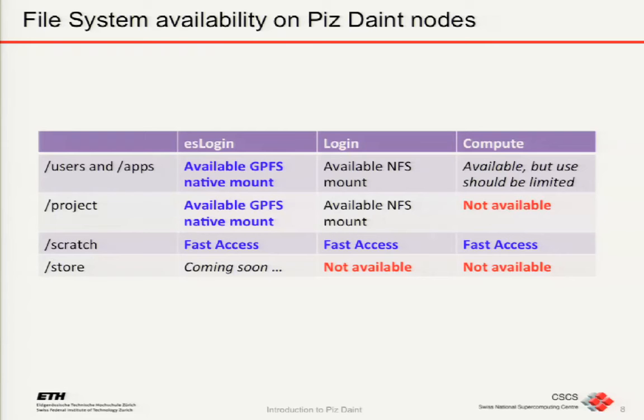But the others have got fast access, so you can get fast access to the /scratch file system. The GPFS native mount makes sure you get fast access to the project file system where you'd store your large amounts of data that you want to be relatively persistent, and the smaller user and apps file systems. As we move further away from the ES login nodes, things change for the file system. So the first thing is lack of availability of store at all, and a weaker mount on those internal login nodes. This is all to encourage you to not use them as much as possible.